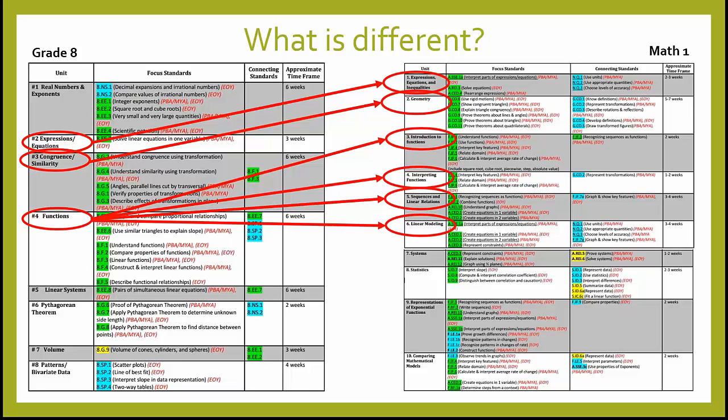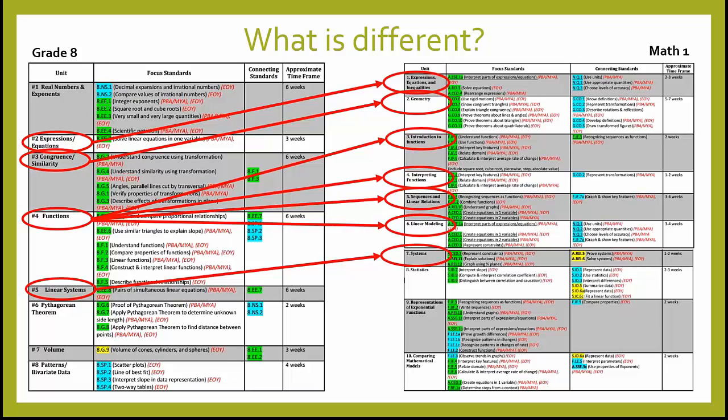Grade 8 Unit 5, titled Linear Systems, involves solving linear systems algebraically. Students extend this knowledge in Math 1 and understand the solution as the intersection of the graphs of two linear functions. They're able to write a system of equations to solve real-life problems.